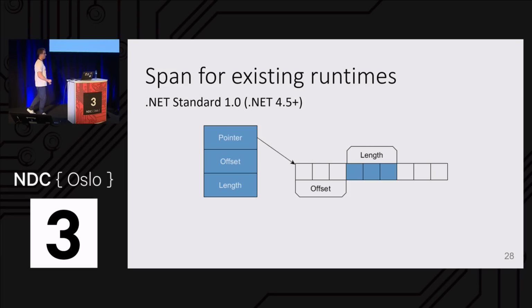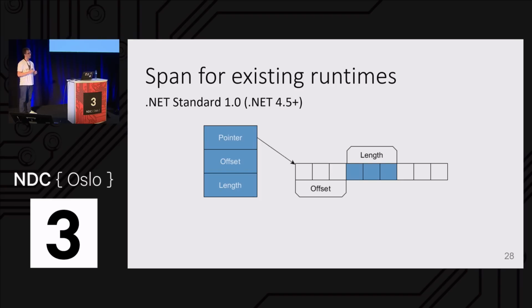And span supports existing runtimes. It's a new shiny thing for .NET Core, but to keep us all happy, Microsoft has decided to support .NET Standard 1.0. So you can actually use span with your old existing desktop .NET applications that target something like .NET 4.5 or something new. But we have two different implementations, one for the existing runtimes and one for the new runtimes. The one for the existing runtimes has 3 fields.